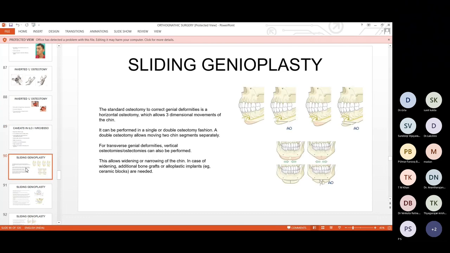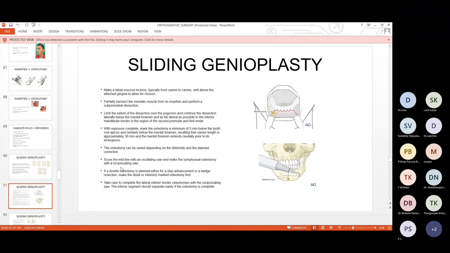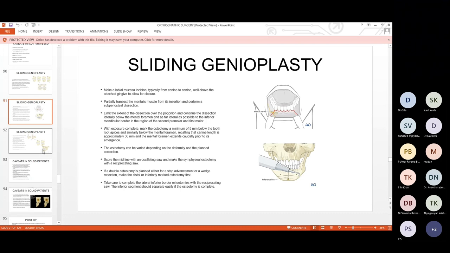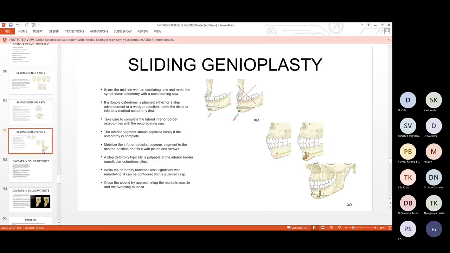Sliding genioplasty, I told you, as chin silicone implants have come into the picture, this procedure has become a little less common compared to what we used to do earlier. So this allows for the narrowing of the chin, and then you can see the split, and then you can do the widening. All these things can be done with a sliding genioplasty. The incision is a gingivobuccal incision, and then through the burr we do the osteotomy below the mental foramen here, and then the bone is slid forward and fixed with an inverted L plate or pre-bent plates like this, so that you can keep it in position.